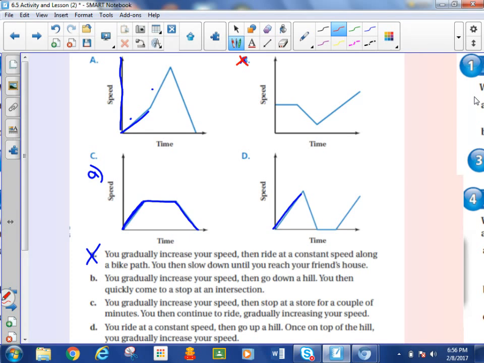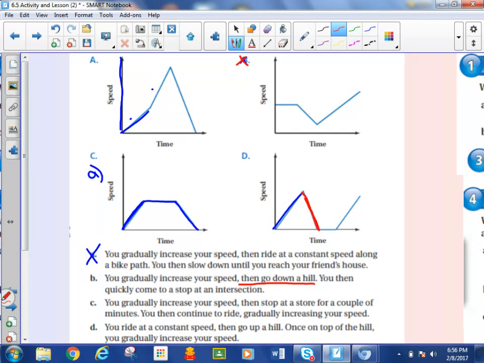Then you go down a hill. So if we're going down a hill, is our speed going to be increasing or decreasing? Well, it's going to be increasing. So this is the part that sometimes gets confusing because kids think, oh, I need to go down. Well, remember, you're talking about your speed, so your speed's going to increase. So we've already used C, and we already eliminated B. So this one here, well, this would be showing our speed going down.